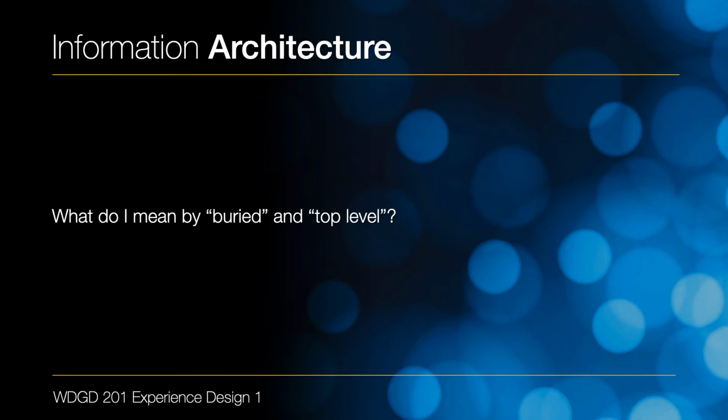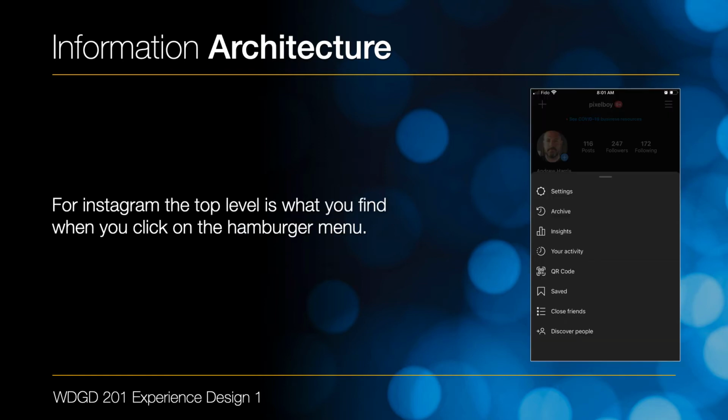So I've mentioned these terms like buried and top level. What practically do I mean by that? So on Instagram, if you hit the little hamburger menu, this pops up. This would be considered the top level of Instagram. It's got settings, archive, insights, your activity, QR code, saved, close friends, discover people. Now I have a bit of a problem with the Instagram navigation, and we'll go into that a little bit because this will show you really what information architecture is and what happens when it doesn't work out very well.